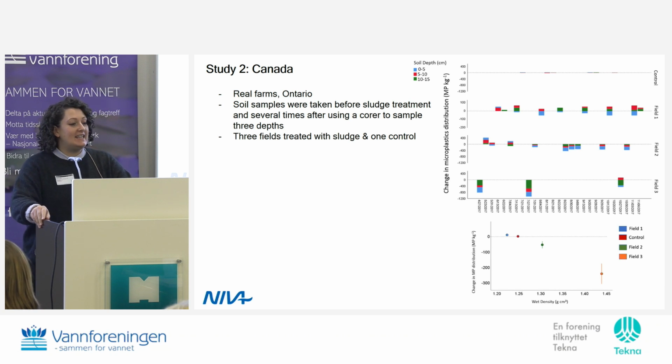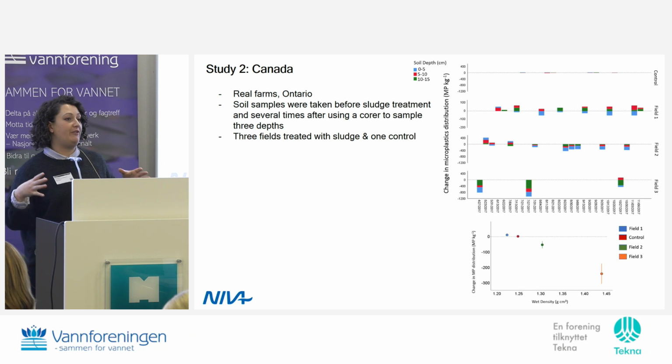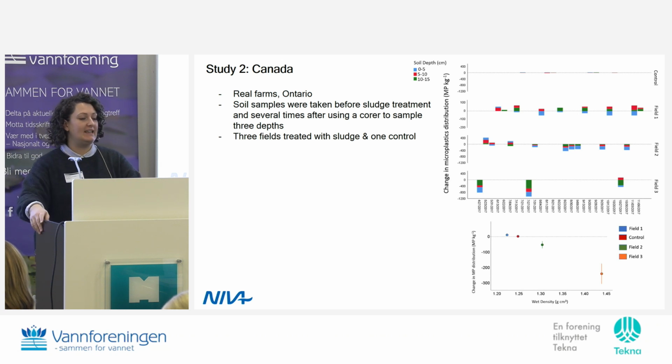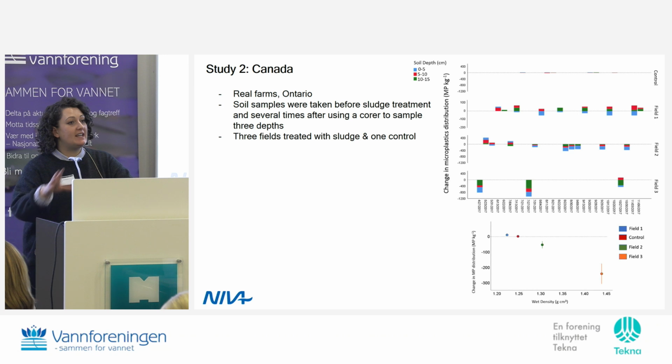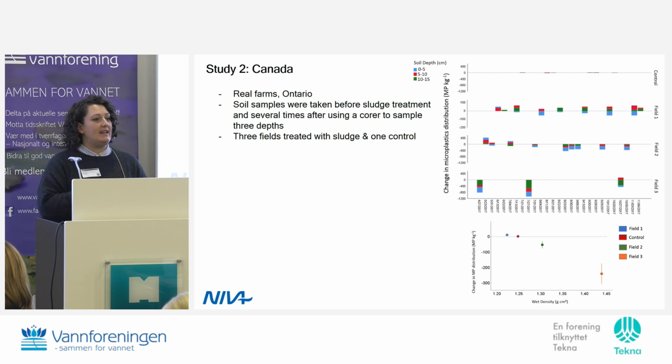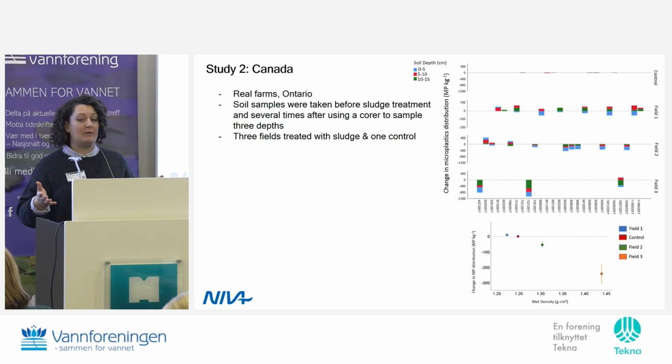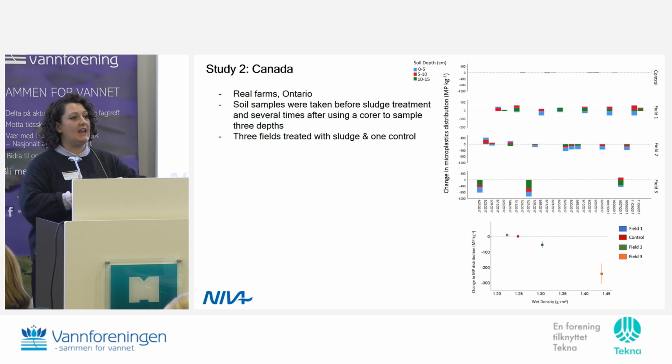Moving on now to the case study in Canada. This was a slightly different setup, and we're actually using real fields and real farms here. This was in the Ontario state, the Lake Simcoe watershed, which is close to the border with the US. And so what we did there was we knew that they were going to apply sludge in these areas. We did an extensive coring activity, so 14 cores across the whole field at 3 different depths, and we would then composite each depth.